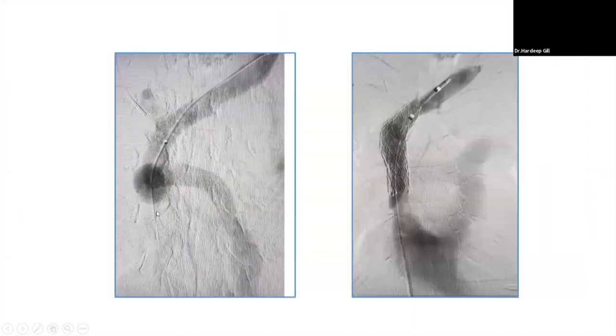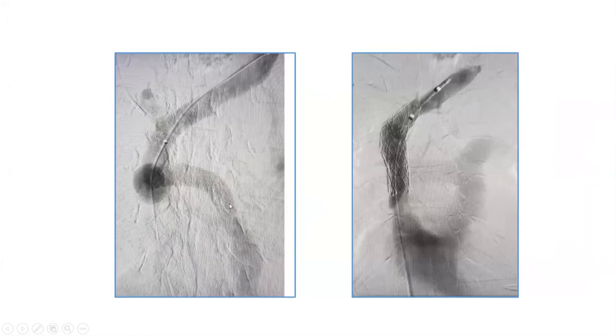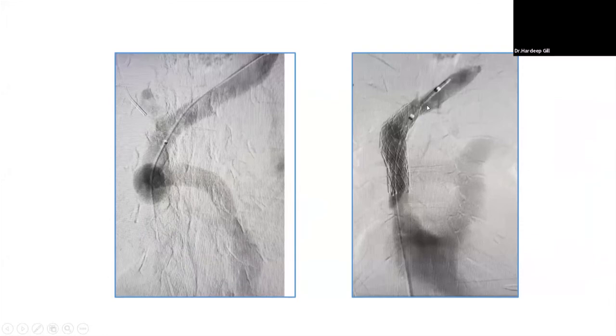This patient has a complete occlusion of the superior vena cava. That's the left brachiocephalic vein. This is the azygous vein, which looks almost like a superior vena cava. That was crossed with a lot of difficulty, and a stent, a 20 millimeter diameter stent, was then placed in.